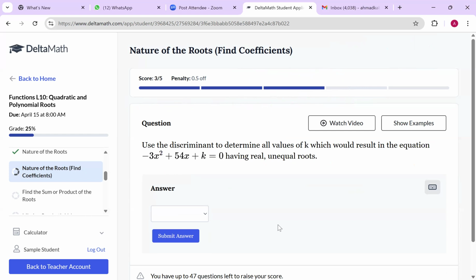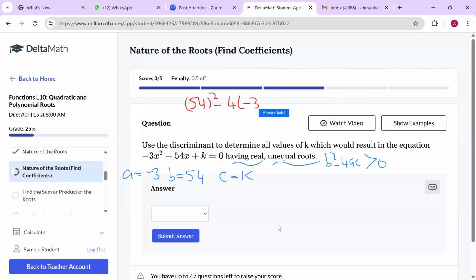So here we want the equation to have real unequal roots. And this means that the discriminant has to be greater than 0. So a is -3, b is 54, c is k. So 54 squared minus 4 times -3 times k has to be greater than 0.